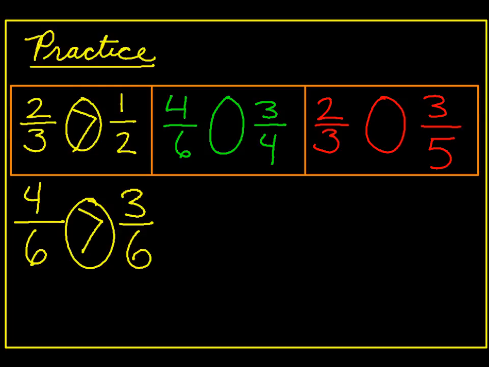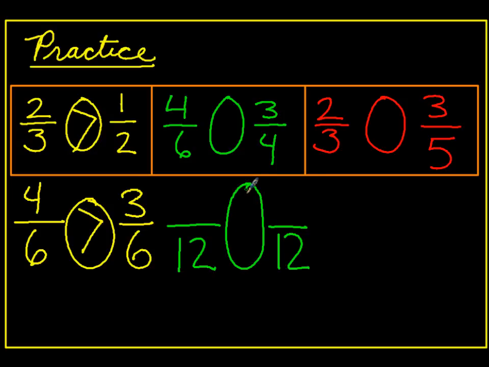4/6 and 3/4. Common denominator this time, we're going to use 12, or it could be 24 if you multiply the denominators together. And we see that 6 goes into 12 2 times. 2 times 4 is 8. 4 goes into 12 3 times. 3 times 3 is 9. 8/12 is less than 9/12.